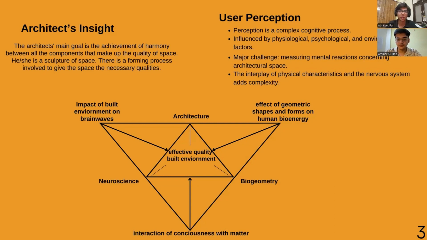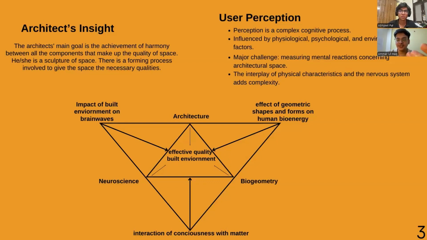So to summarize the whole literature review, with the help of the following flowchart, we can clearly understand that there is a clear interrelation between architecture, neuroscience, and biogeometry. These interrelations, along with the primary disciplines, directly affect the quality of the built environment.